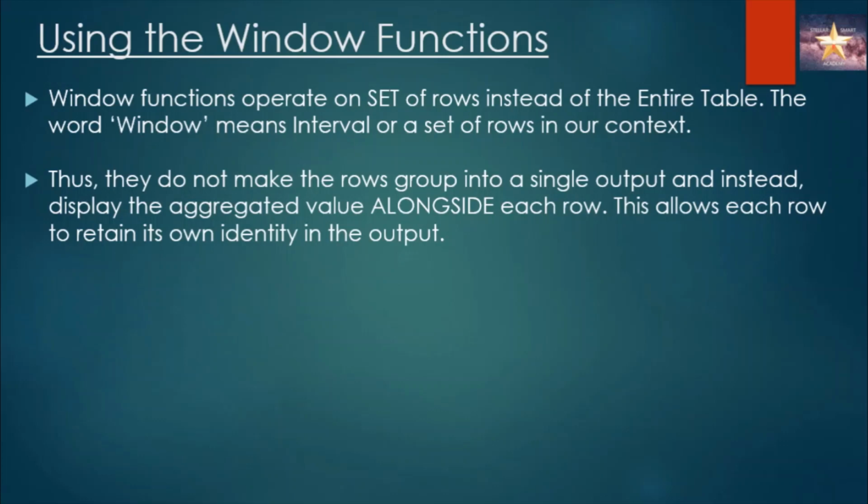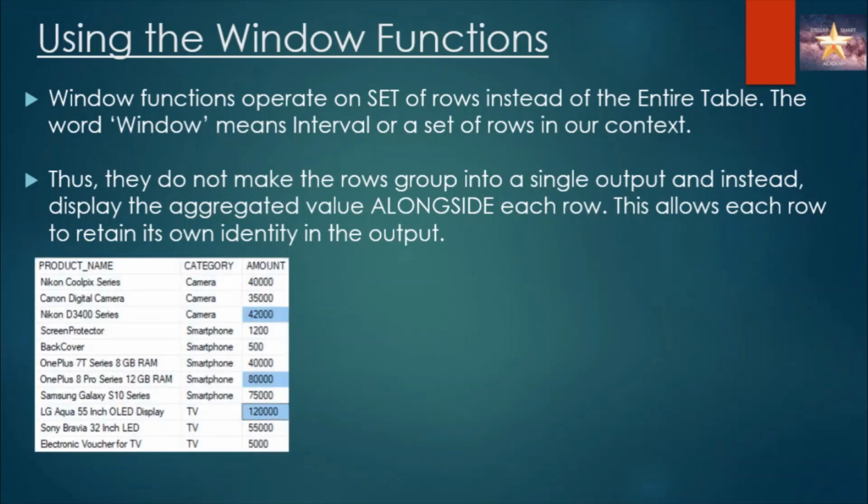So unlike the drawback that we saw in the group by and aggregate functions, which was reduced rows or grouped rows, the same does not happen in window functions. The window functions, when they are performing the aggregation, display the aggregated value alongside each individual row that contributed to the aggregation. So we do not lose any number of rows.